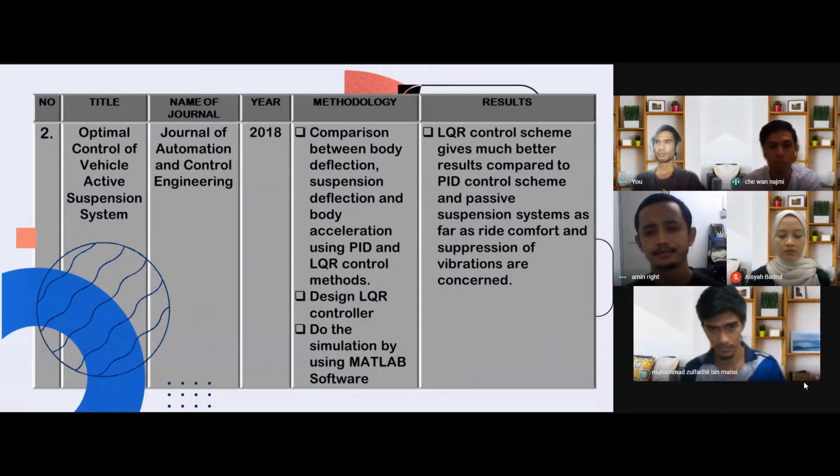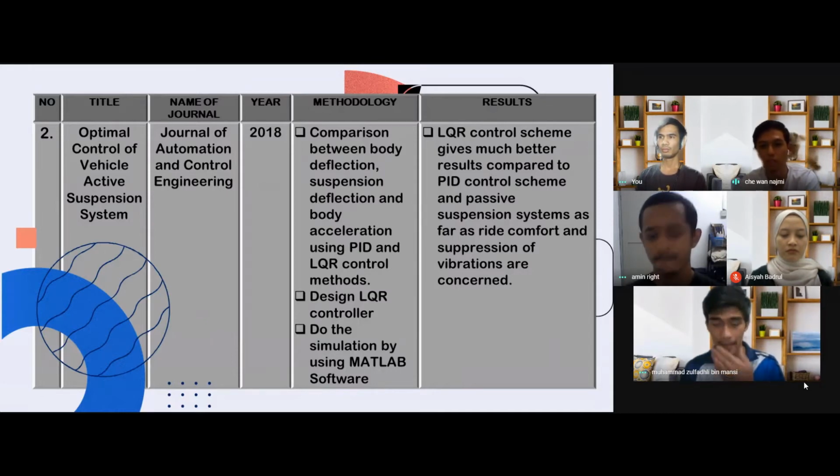For the methodology, first, a comparison between body deflection, suspension deflection, and body acceleration using the PID and LQR control methods. The next step is to design the LQR controller. And the next is to do the simulation using MATLAB software.